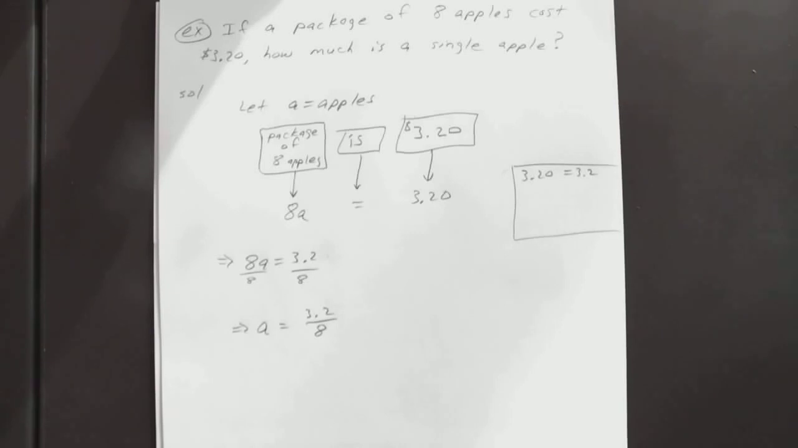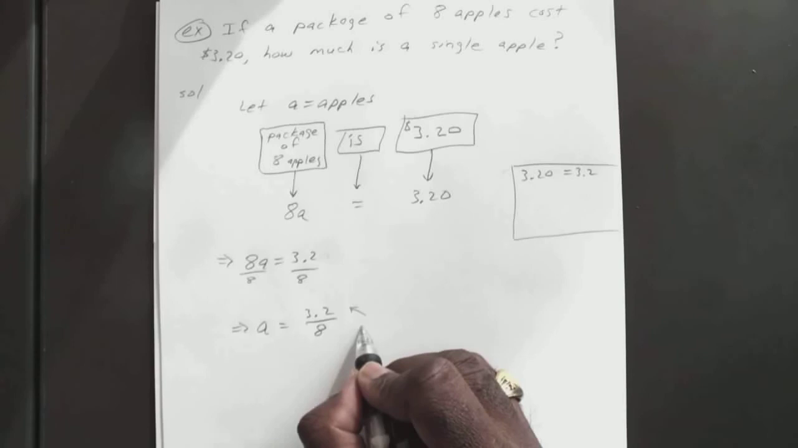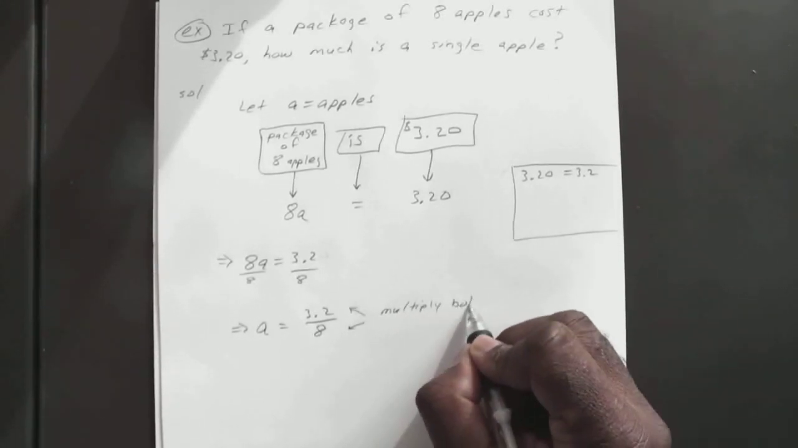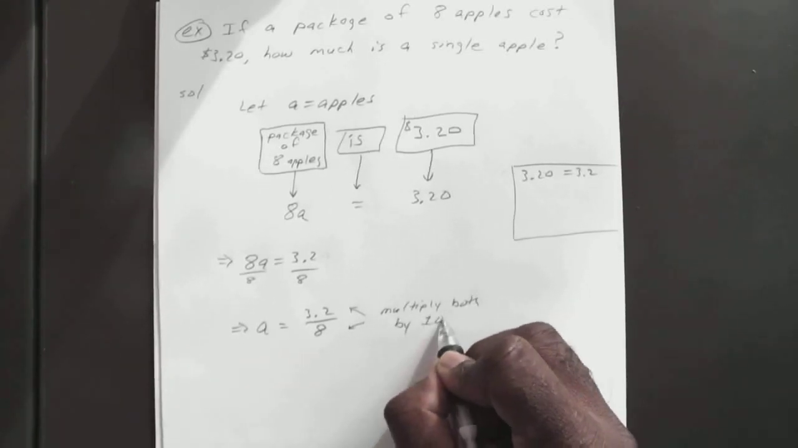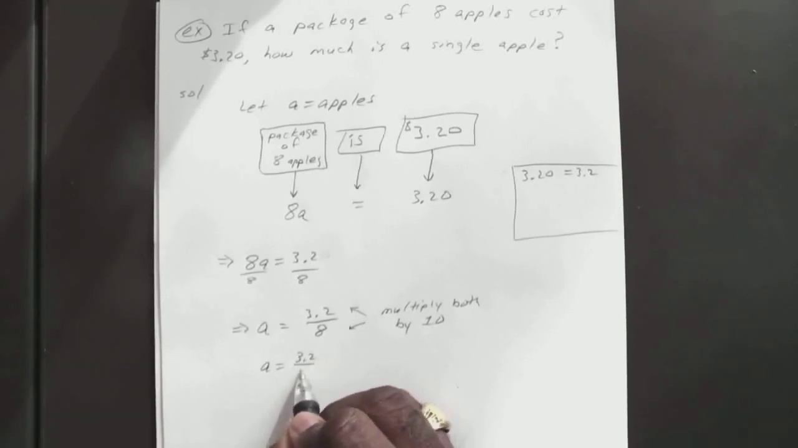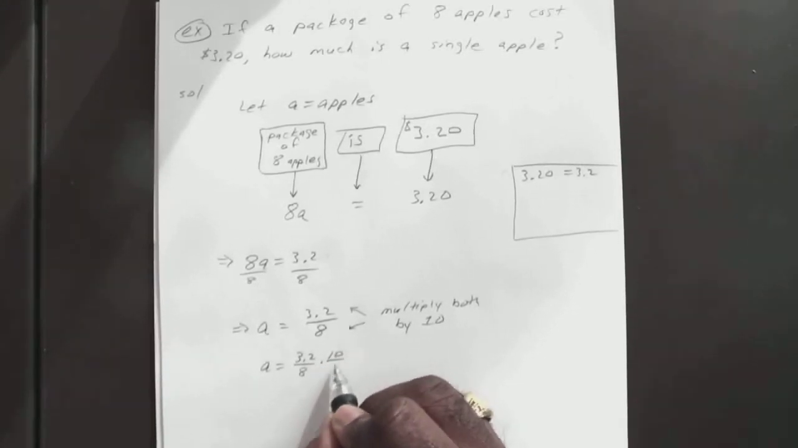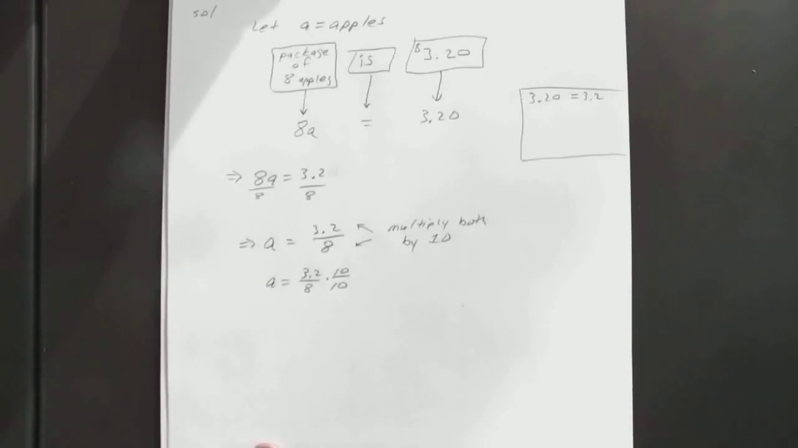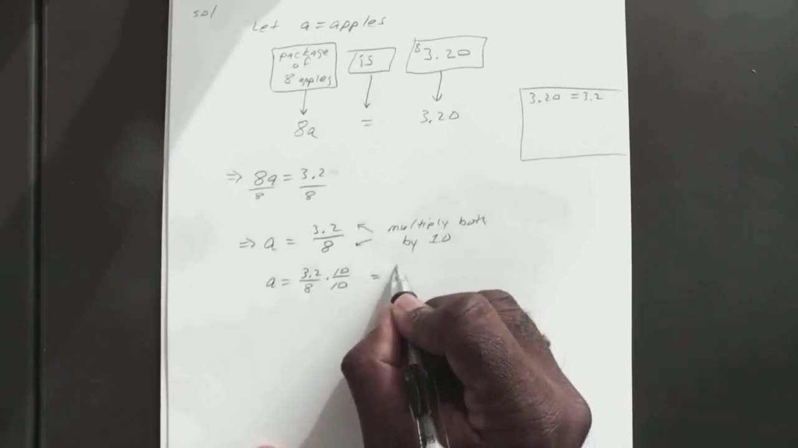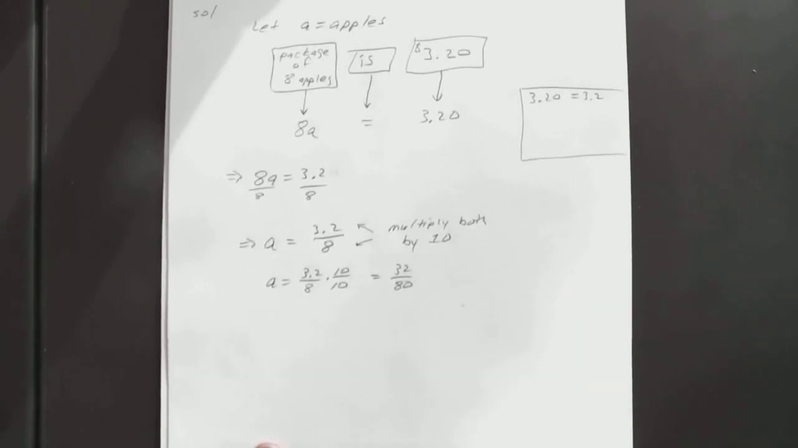So we know that if we multiply by 10, that decimal will go over 1. So multiply both by 10. So that means we'll have 3.2 over 8 times 10 over 10. So we know that decimal will go over 1. So that'll be 32 over 80. Okay. So instead of decimals, we'll have just 2 whole numbers that we can simplify.